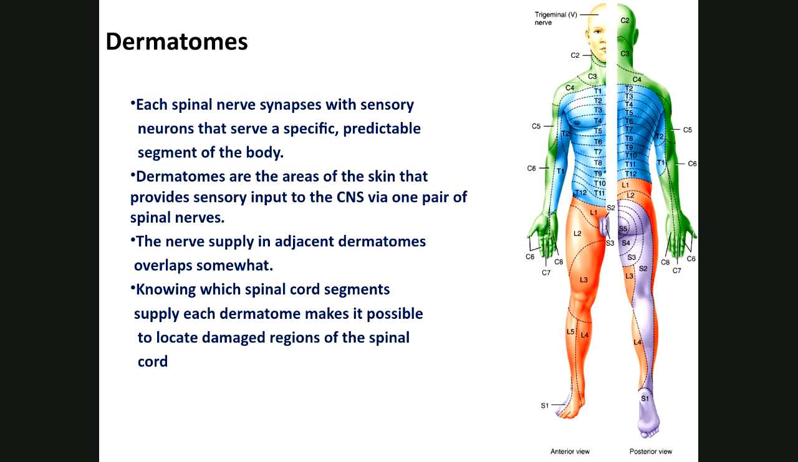So you can see that you could predictably map the dermatomes, so you could understand if a person is having decreased sensation in a specific dermatome, that it could be related to an injury to a specific portion of the spinal cord.